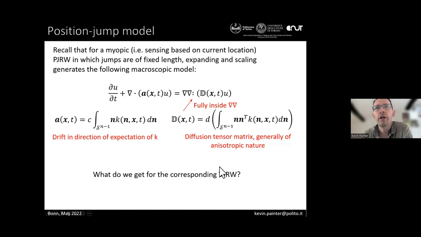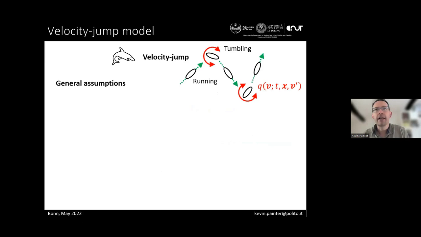So the question we're going to ask now is, what do we get for the corresponding velocity jump random walk process? So let's go to that. This is now an even slightly more sophisticated description of movement. We assume that my population moves through runs in space, followed by tumbling events where we choose a new velocity. At each tumbling event, that new velocity is chosen according to some distribution function Q. To set this up, let's consider the following general assumptions. We're going to assume that my tumbling probability is effectively a Poisson process, so turns will be exponentially distributed. We'll have some rate parameter for that, mu.